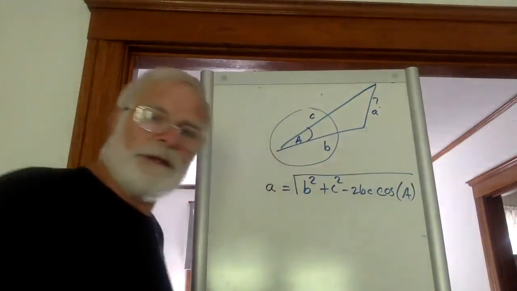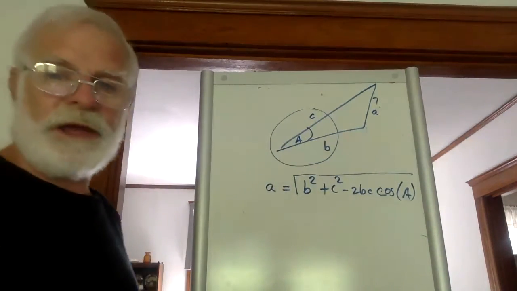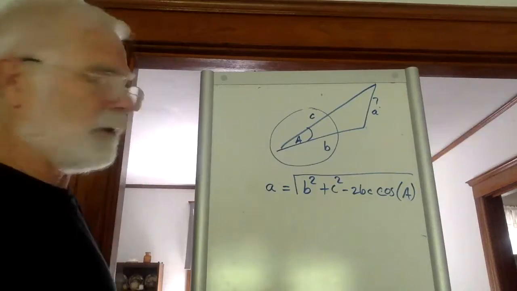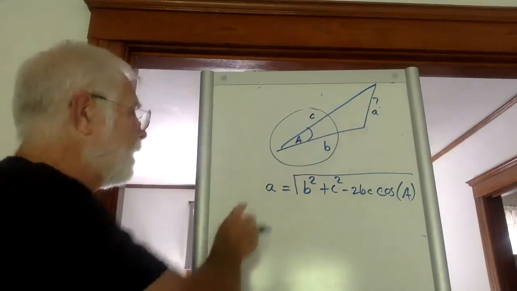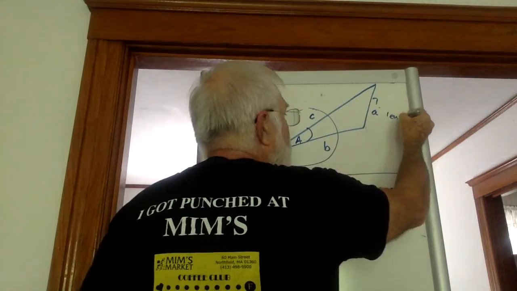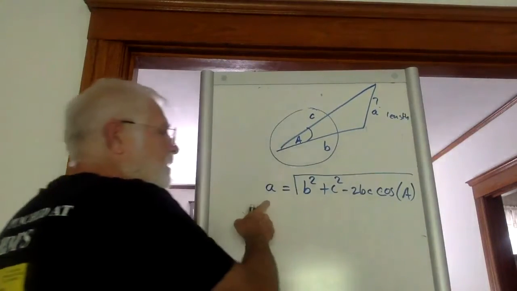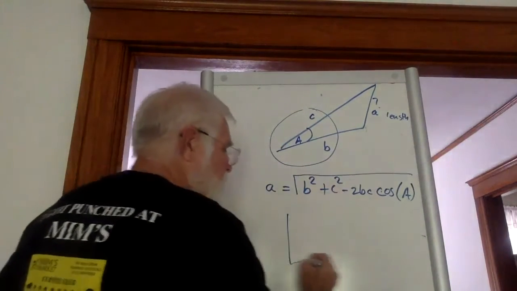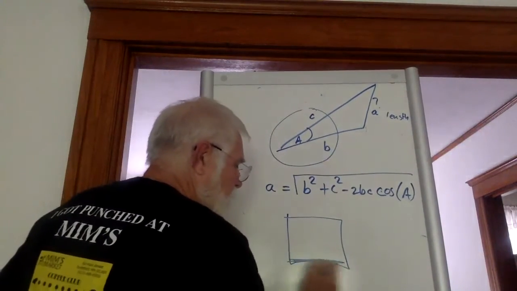Save ourselves each and every day having to write more than we have to. Okay, so this is what I want you to memorize. For finding a, little a, which is a length, we take the square root. Oh yes, square root is a length.